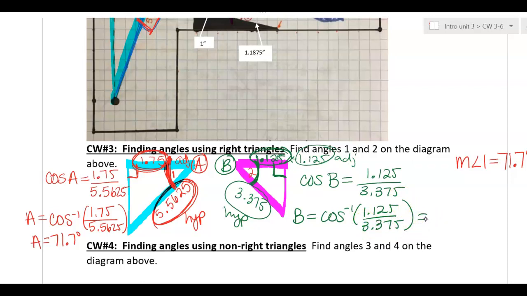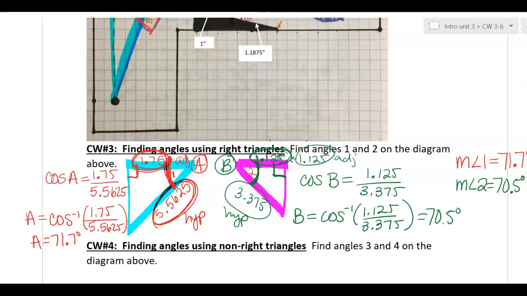And so when we do that, we should get 70.52. So we'll call this 70.5 degrees. And so we found angle 2 and we got 70.5 degrees.